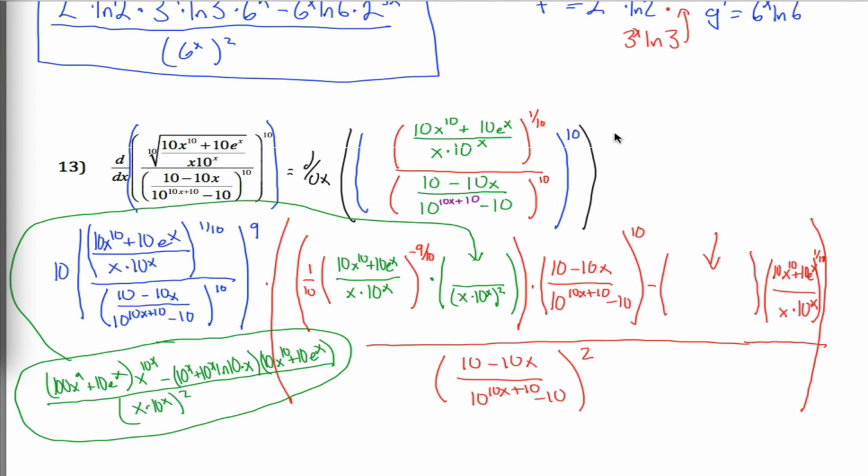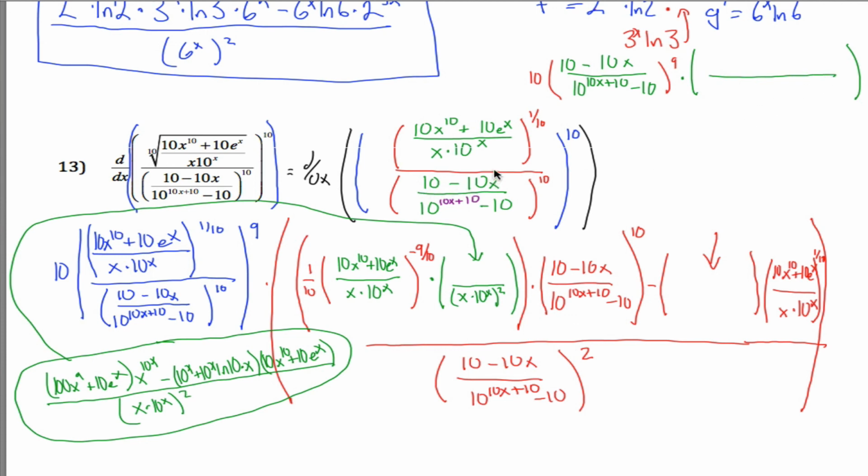The outer function is stuff raised up to the 10th power. So I take that 10 and I bring it down in front, and then I got all this stuff raised up to the 9th power. The stuff in this case is 10 minus 10x divided by 10 raised up to the 10x plus 10 power minus 10. It's this. I've taken care of the red layer, now I got the green layer. To take the derivative of the green layer, I got a quotient rule. Derivative using the quotient rule would be f prime times g minus g prime times f divided by g squared.